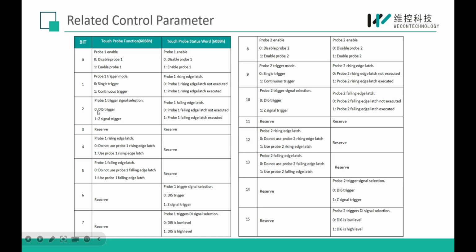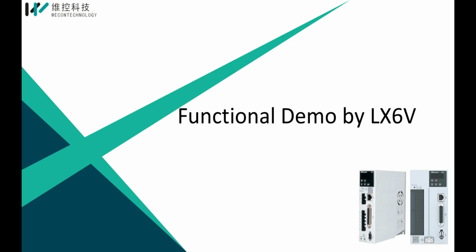And for the trigger signal, you can set it as DI trigger or Z signal trigger. And bit 4 and bit 5 are used to enable the rising edge or falling edge of the probe. From bit 8 to bit 15 is about probe 2, which is the same as probe 1. Okay, and now I will show you by 6V.